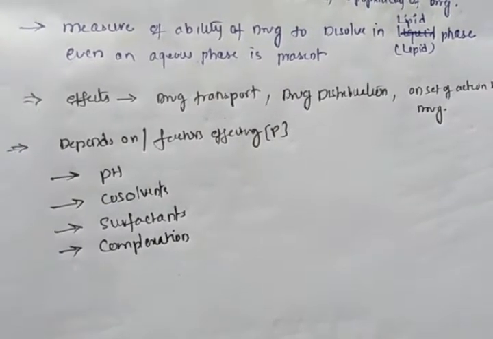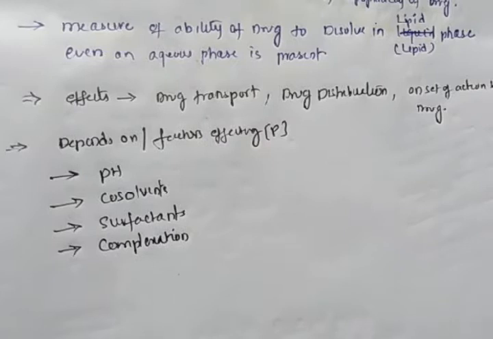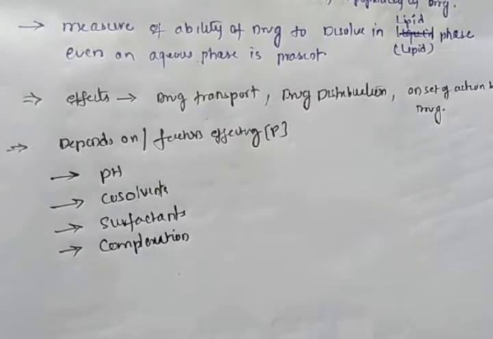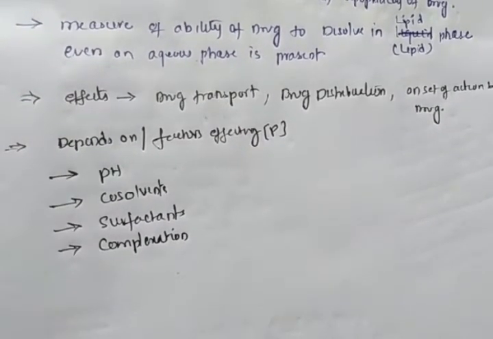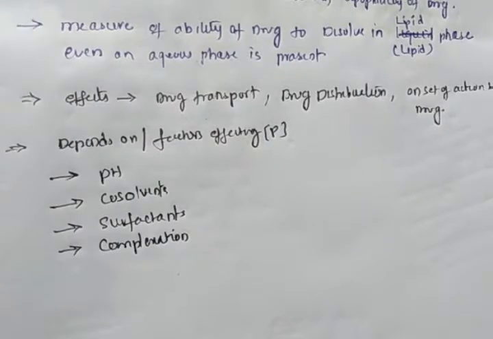So partition coefficient is simply a measurement of the lipophilicity of the drug molecule. For a broad definition, it's a measure of the ability of a drug to dissolve in the lipid phase even when an aqueous phase is also present. The major mechanisms like drug transport, drug distribution, and onset of action of a drug majorly depend upon the partition coefficient value, as well as this partition coefficient majorly depends on the pH of the medium, co-solvents, surfactants, and complexation in the medium.